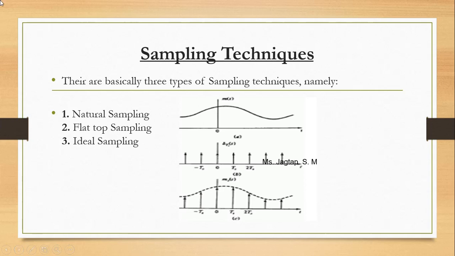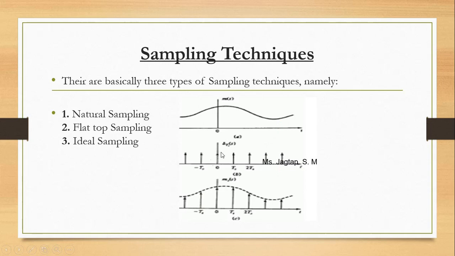The ideal sampling is represented here in this figure. The ideal sampling is also called instantaneous sampling or impulse sampling. The sampling function delta t is a train of impulses. The duration of each impulse is extremely short, and the signal m of t is represented as a continuous time signal.